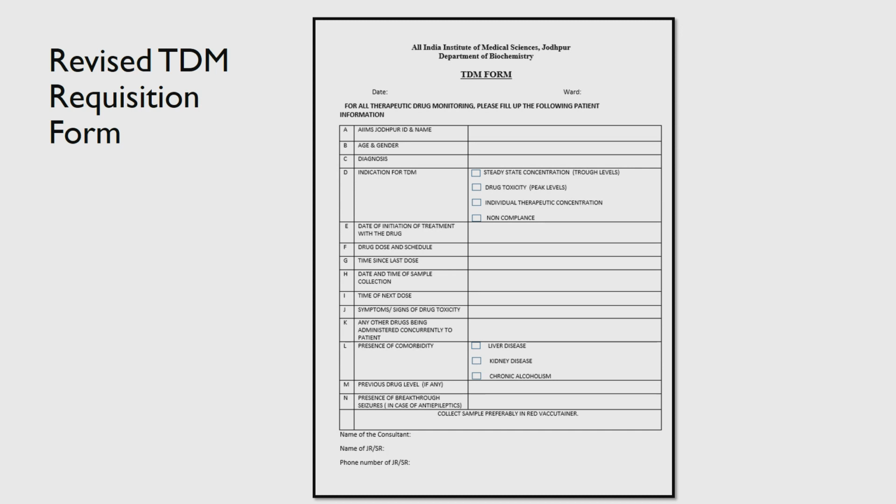And if the patient has any comorbidity with respect to liver, kidney, or if he is a patient of chronic alcoholism, because all these factors affect the drug metabolism and the amount of drug that is there in the blood. And if there is presence of breakthrough seizures in case of anti-epileptics. We are going to upload this form in the Quick Docs. Anyone can download this from the Quick Docs. The judicious entry of this information in the TDM requisition form would help us to have more meaningful discussion with all the TDM stakeholders and give more meaningful results.